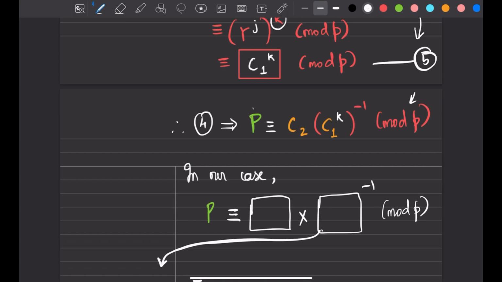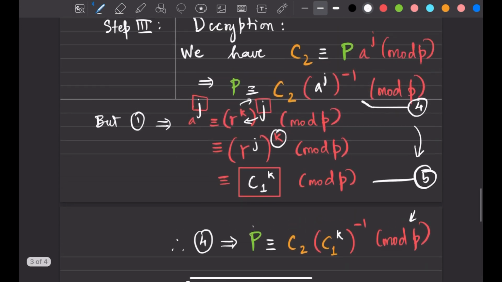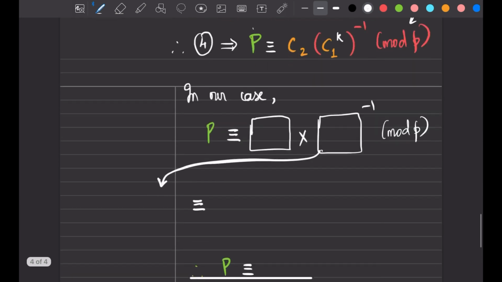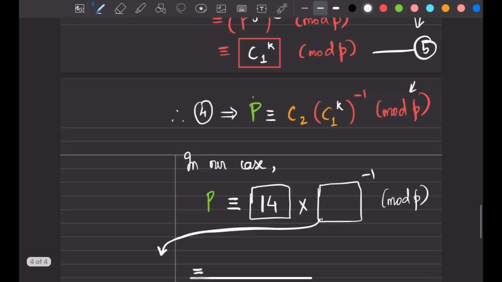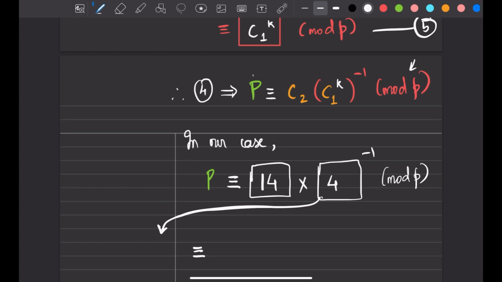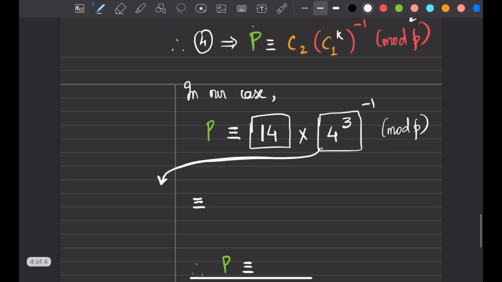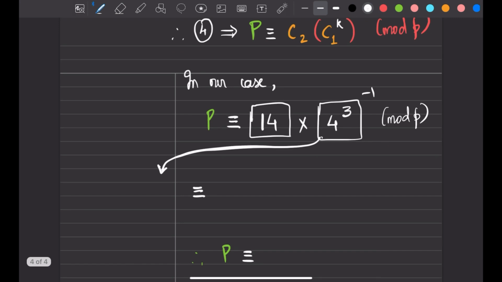Let's now decrypt our message. Our message had C2, the ciphertext, as 14 and C1 as 4 raised to K. What is my K? If you remember, my K was 3. So I write there 4 raised to 3. Now let us first calculate what this 4 raised to 3 inverse is. 4 raised to 3 inverse means 64, the whole inverse.